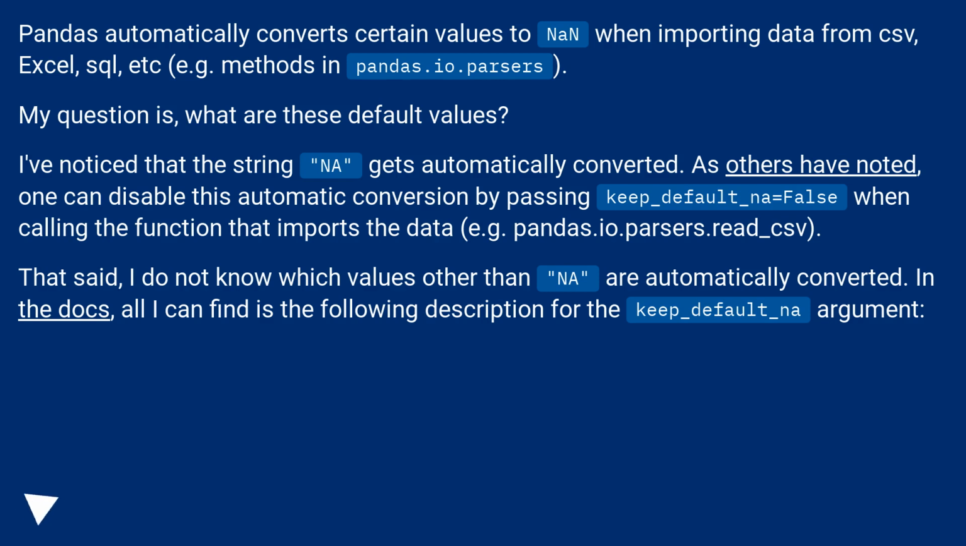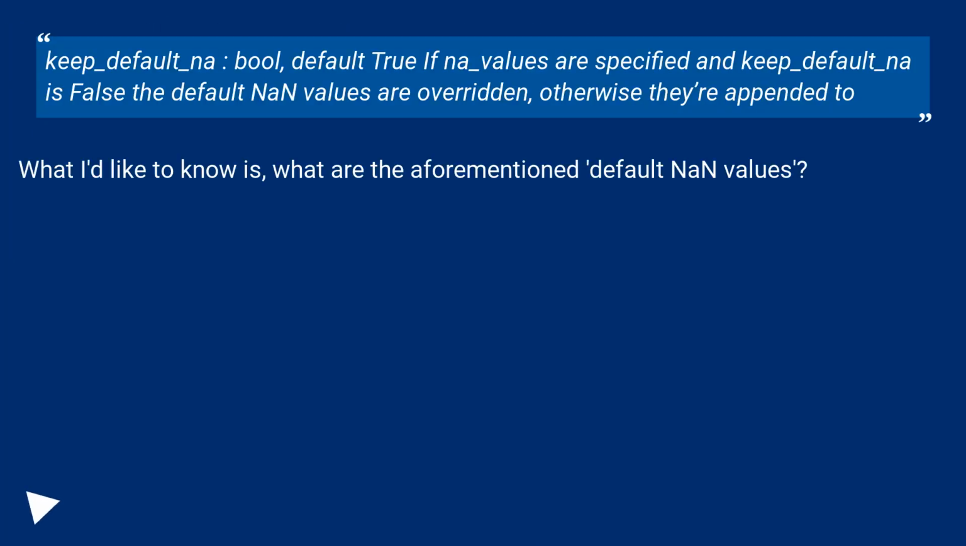In the docs, all I can find is the following description for the keep_default_na argument. keep_default_na: bool, default True. If na_values are specified and keep_default_na is False, the default NaN values are overridden, otherwise they're appended to. What I'd like to know is, what are the aforementioned default NaN values?